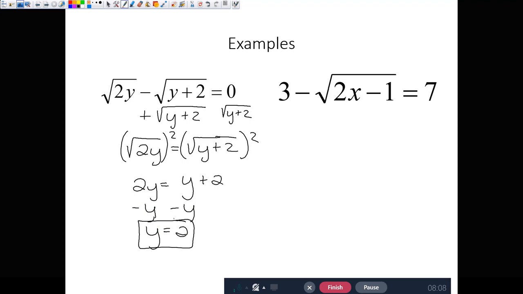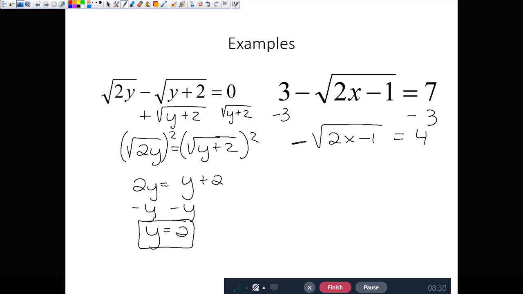Okay, so I'm going to subtract 3 because I need to get my radical by itself. So I'm going to subtract 3. I'm going to get negative square root of 2x minus 1 equals 4. Alright, is my radical by itself yet? No, there's a negative in front of it.